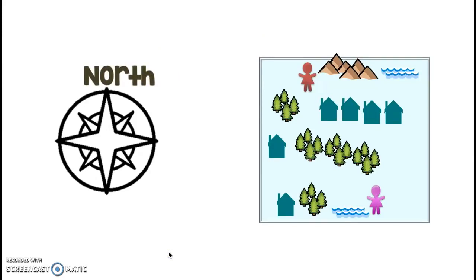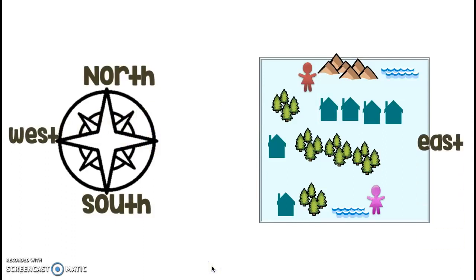Straight down from north is the south. If north's on the top, south is always going to be on the bottom. To the left of north and south is the west. See where the west is over by that house? The west is always going to be to the left. And then finally the east is on the right-hand side. It's right in between the north and the south, but on the right side.